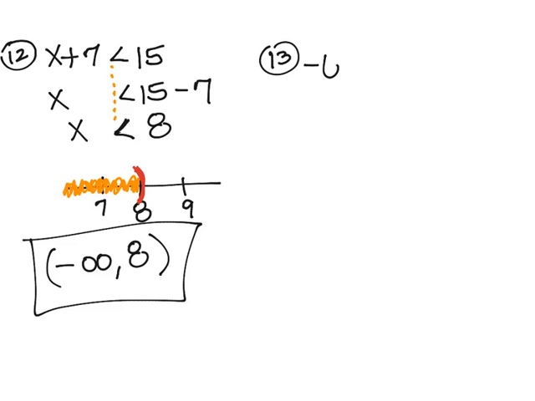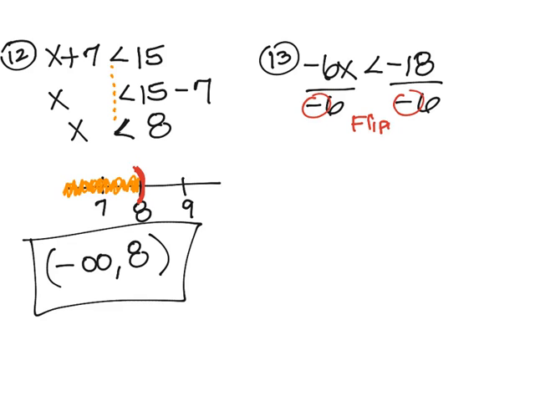13. We got negative 6x is less than negative 18. Divide by negative 6. What's the rule for division with a negative? Very good. You do have to change that sign. Flip it. Turn it the other direction. So x is not going to be less than. It's going to be what? Greater than. What's? Positive 3. Very good. Do y'all see that?